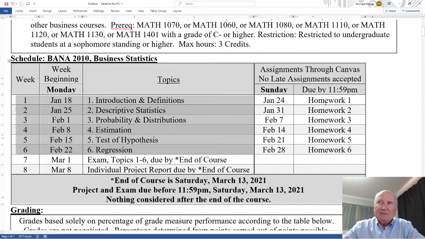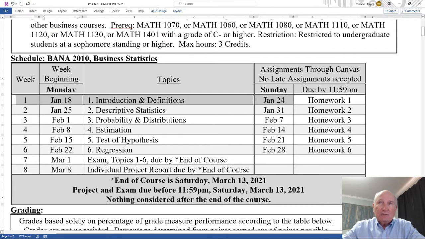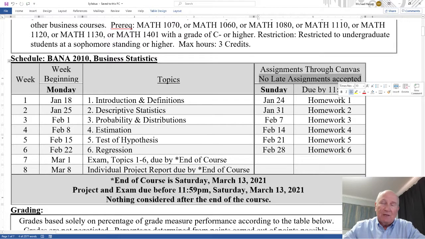But also I have 6 homework assignments that are due. Notice a week starts with Monday and goes through Sunday, but Sunday is when the homework is due. Make sure they are submitted by 11:59 p.m. Sunday night. No homework is accepted after that due date. No late assignments are accepted. Make sure you submit it before then.